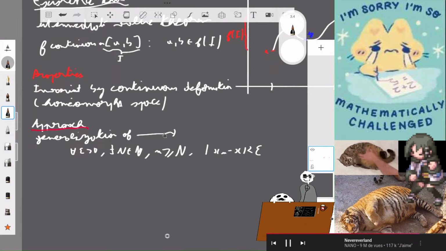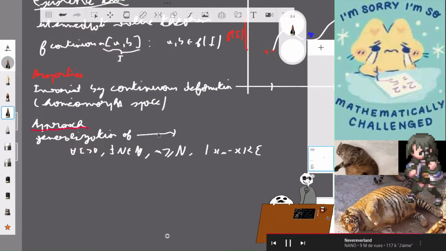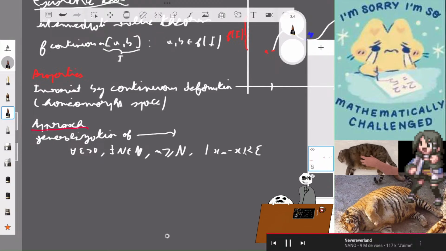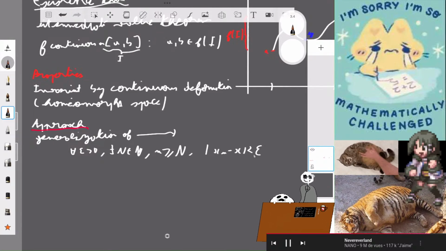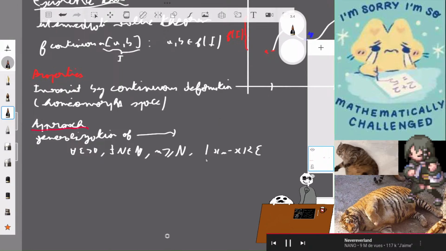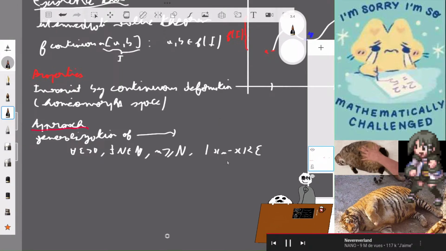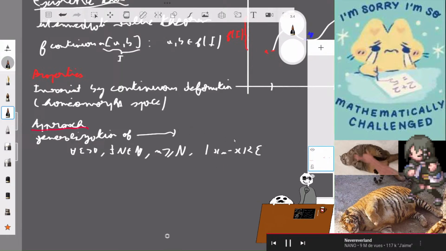Voisinage. Ah yes, the surrounding area. I don't know what it's called in English, bro. For all, wait. So there exists an n. For n great enough, xn is in V. To define. Bon. Next.